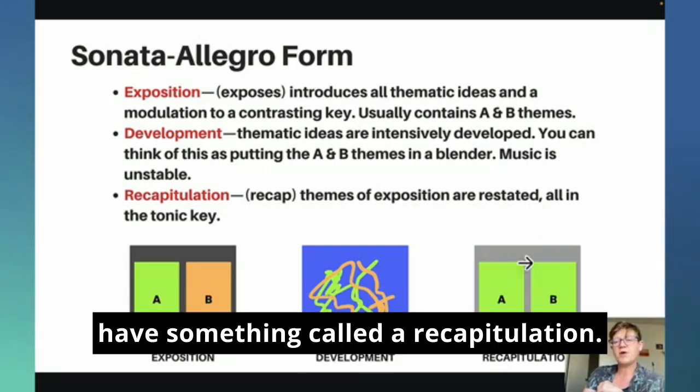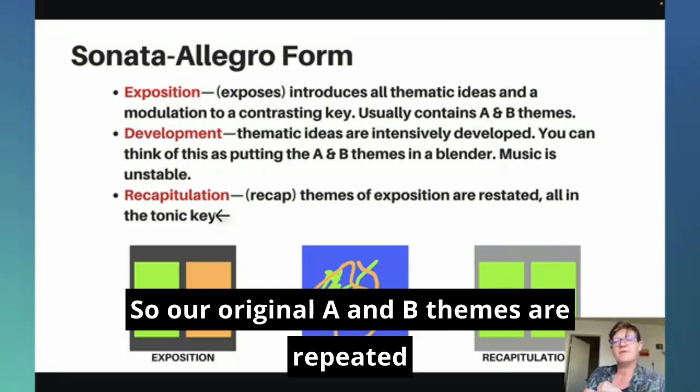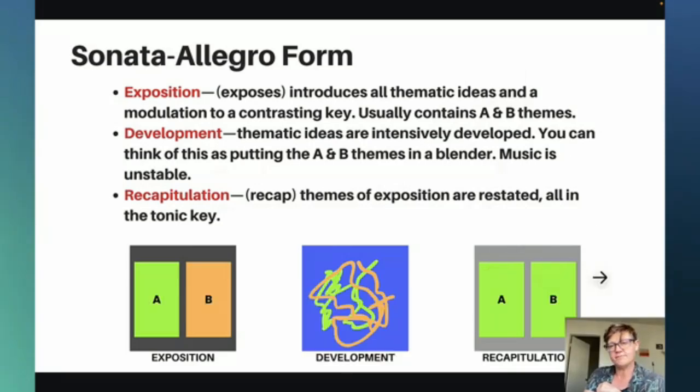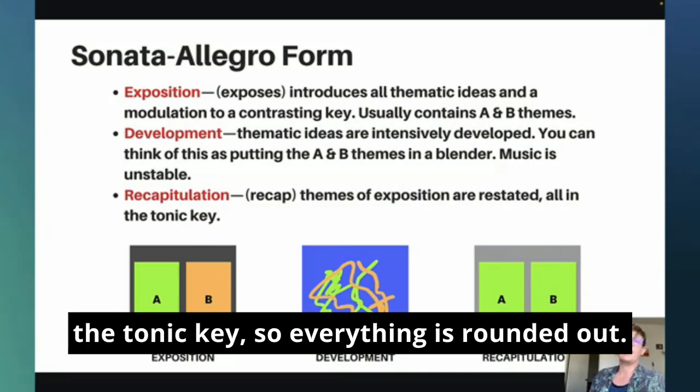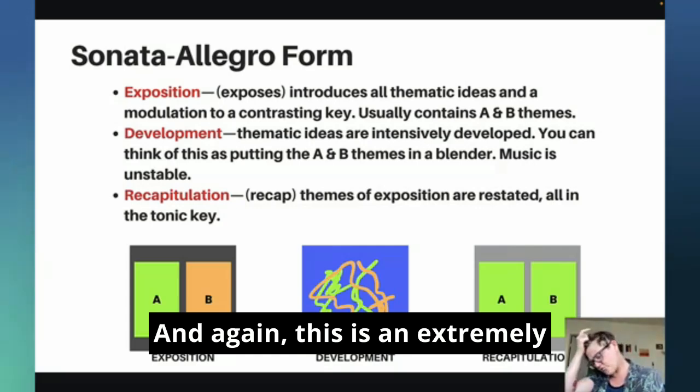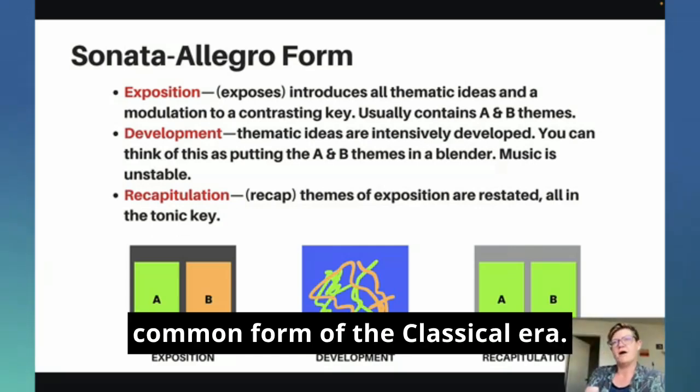And at the very end, we have something called a recapitulation. So our original A and B themes are repeated. At the very end, the B theme being in the tonic key, so everything is rounded out. And again, this is an extremely common form of the classical era.